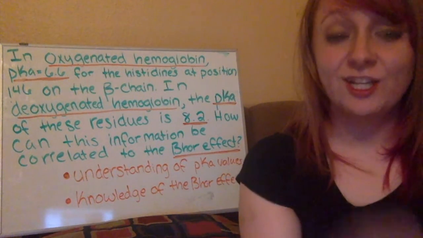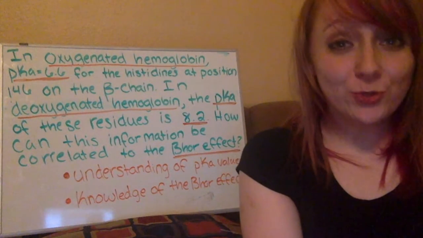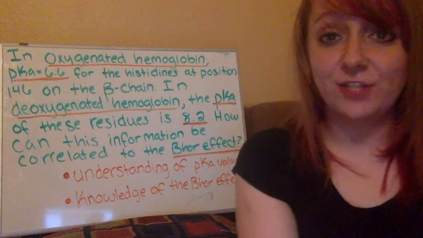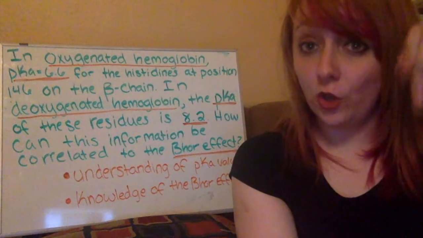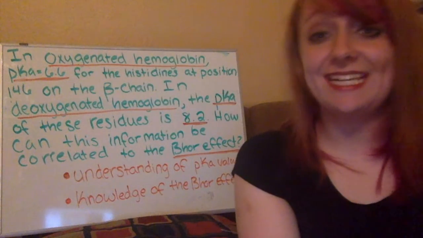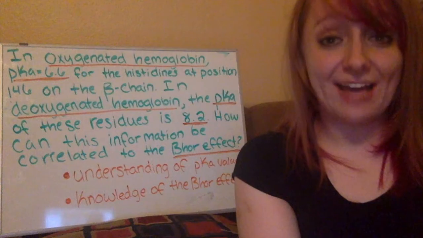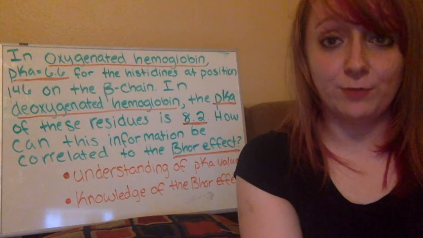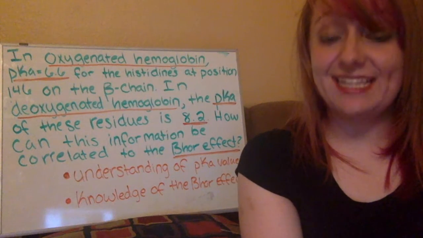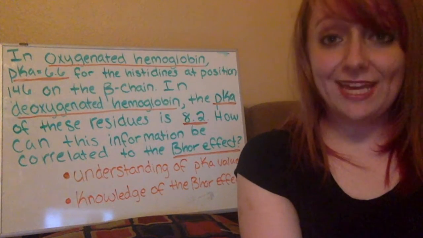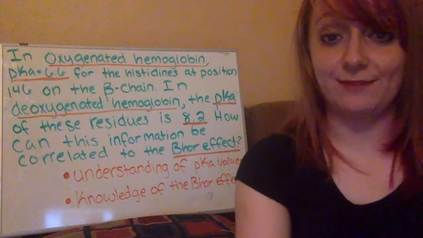effect. So first, pKa. Without getting too technical, pKa is a term used to describe the strength of an acid. A lower pKa value indicates a stronger acid. A stronger acid has a higher tendency to dissociate from its protons. A higher pKa value indicates a weaker acid. A weak acid has a tendency to hold on to its protons tightly.